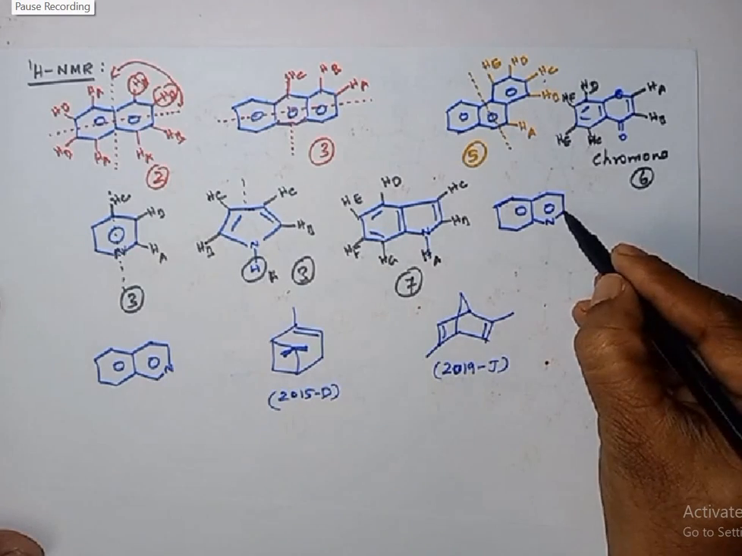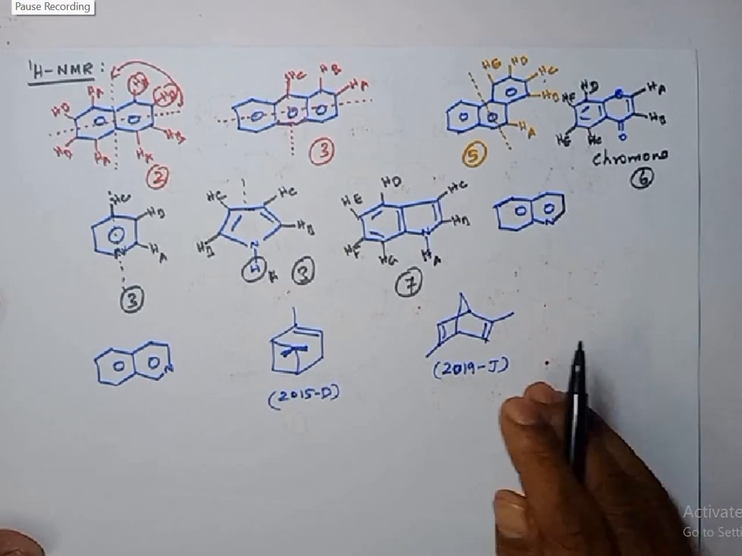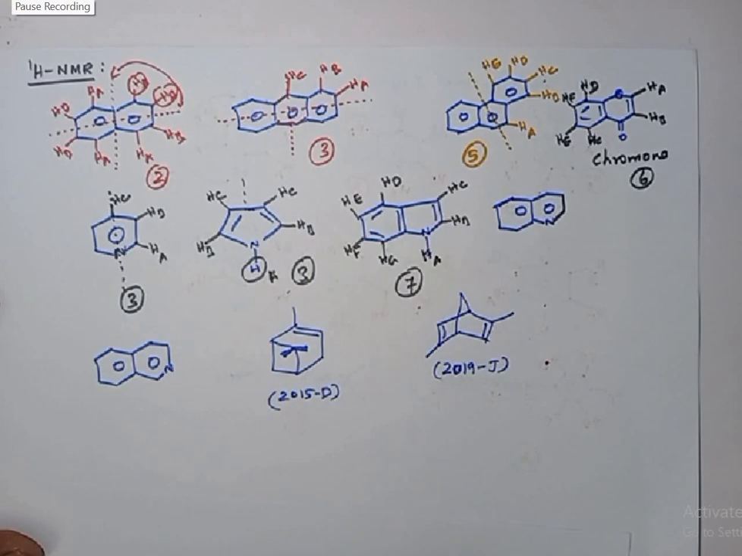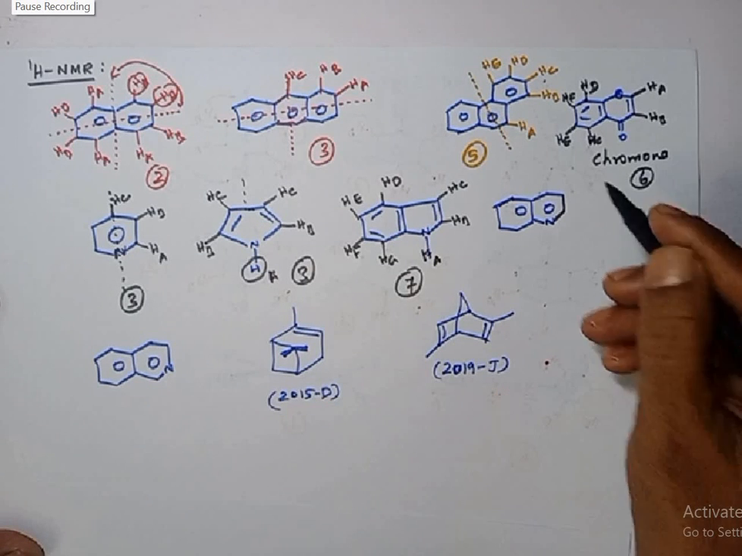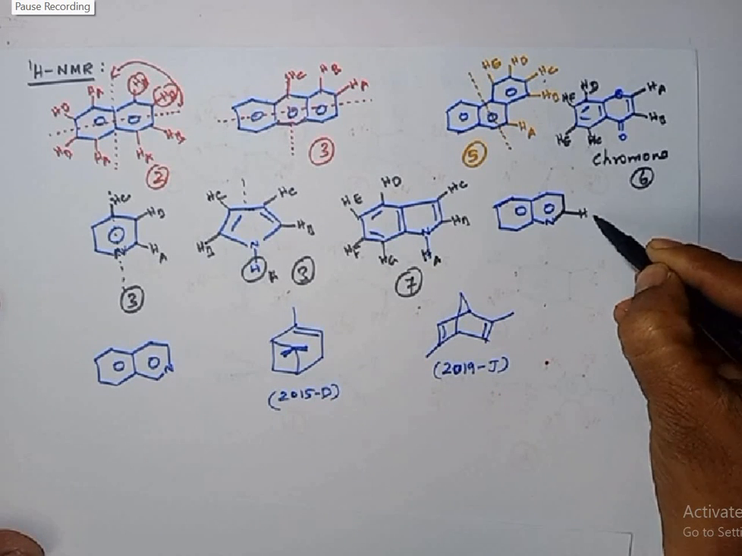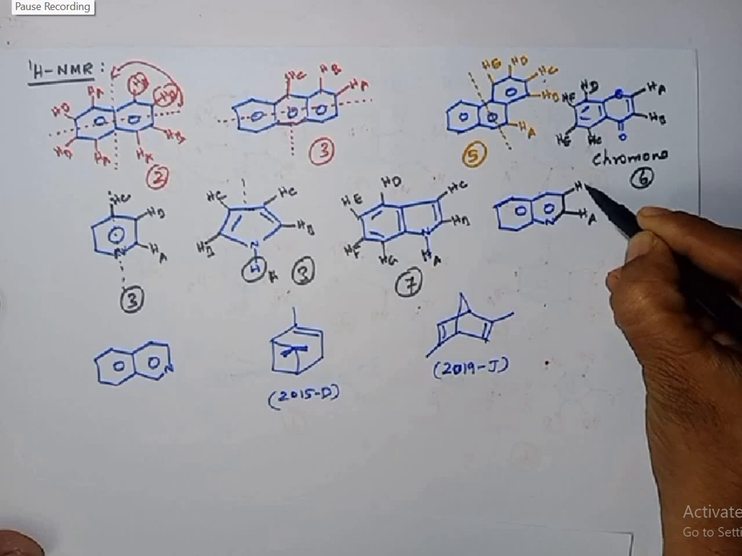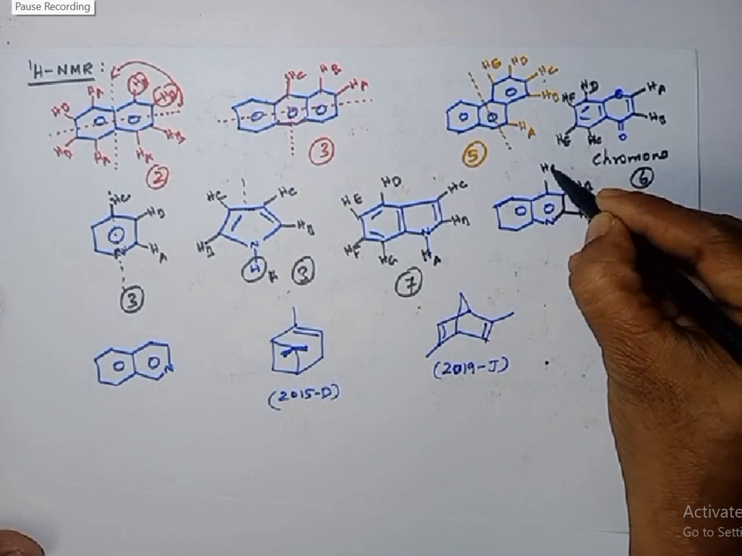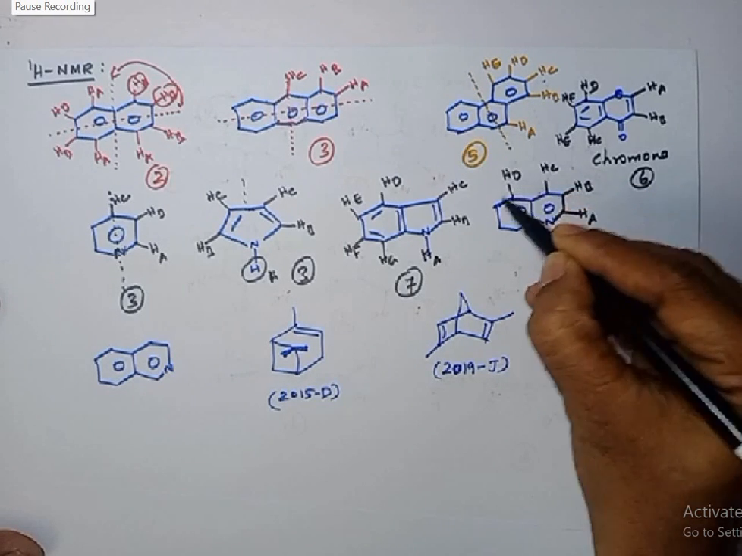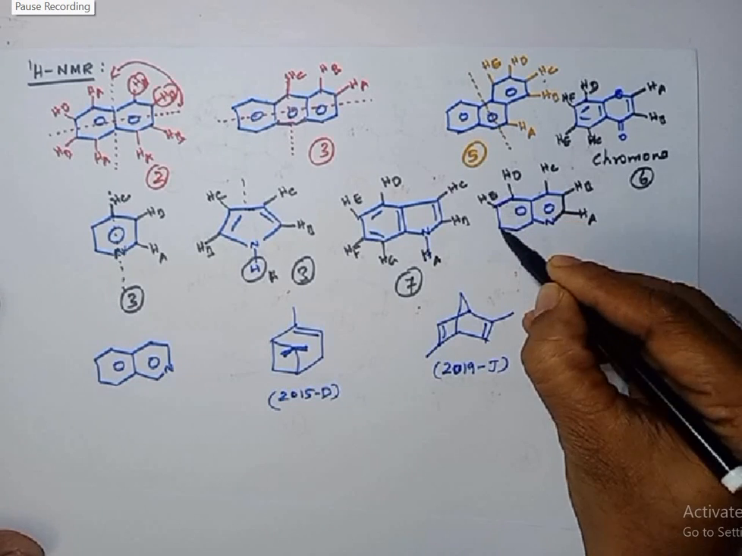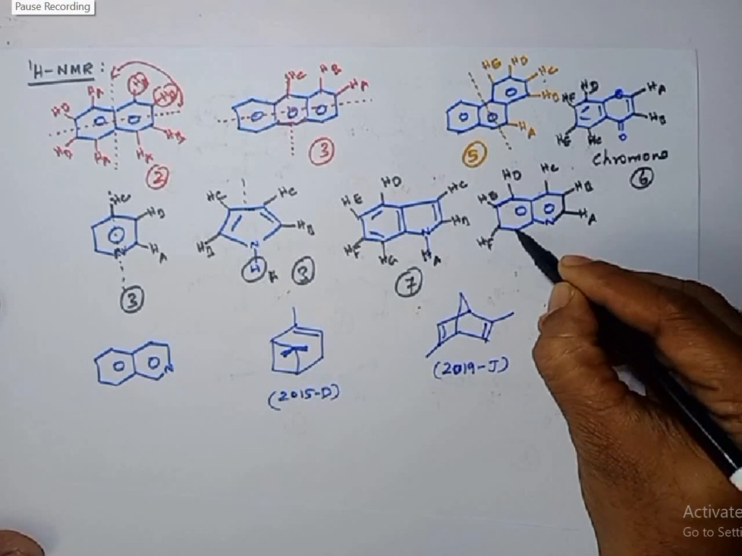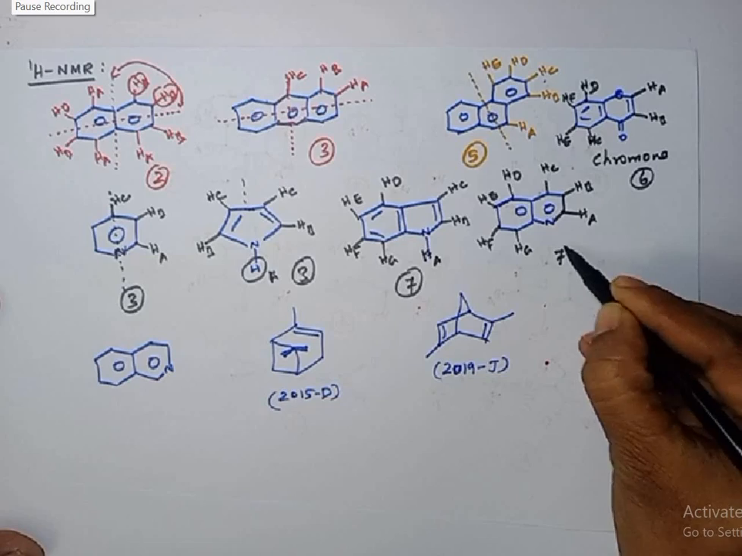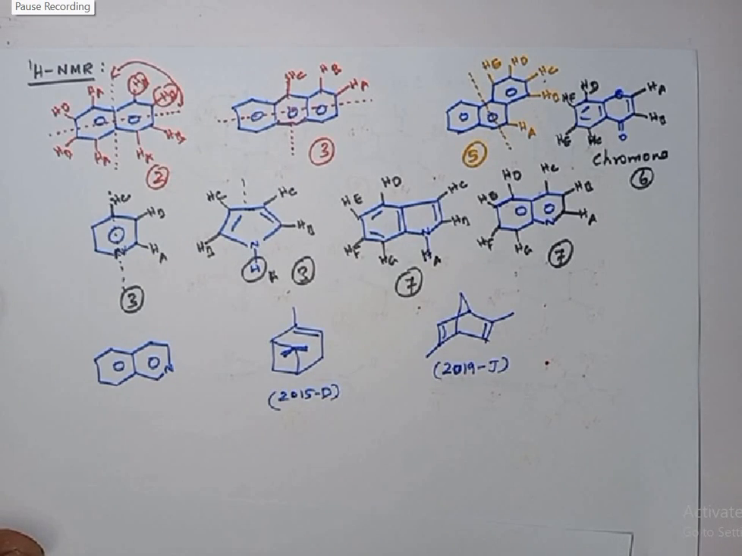And this is quinoline. Yes, quinoline also. In quinoline, there is no symmetry element. So all the protons are different. How many protons are there? 1, HA, HB, all are in different environment. HC, HD, HE, HF, and HG. So we have 7 different types of proton. So we get 7 signals.